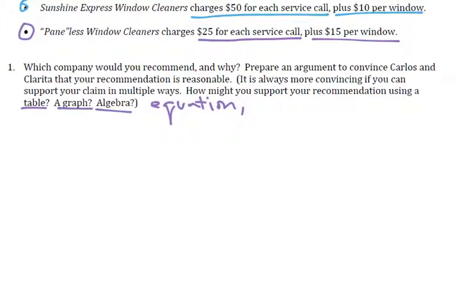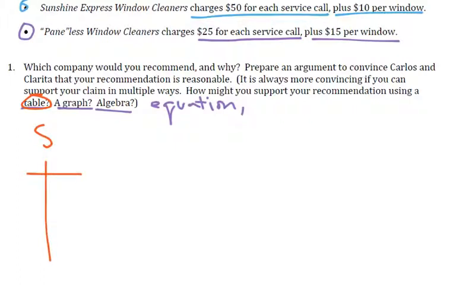So let's start with an equation. People seem to like equations. We use those a lot in math, right? So how would we make an equation here? Well, honestly, I think if you want to make an equation, the easiest way is to first make a table. I think that's the best way to start. So we've got Sunshine. Okay, so we'll make a T-chart, a table.